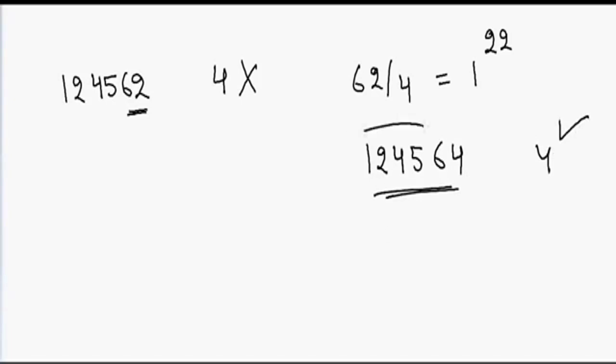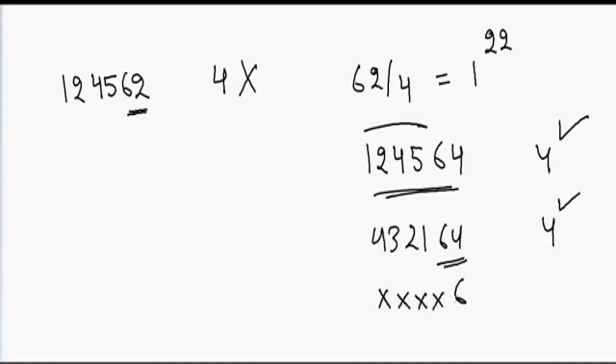And I can modify this number any way. I can write 4, 3, 2, 1, 6, 4. Then again it is divisible by 4, or I can write anything x, x, x, x, and 64. Then this number should also be divisible by 4. So I have to look for the last 2 digits to check if the number is divisible by 4 or not. In this case, it is not. Now let's write the number again.